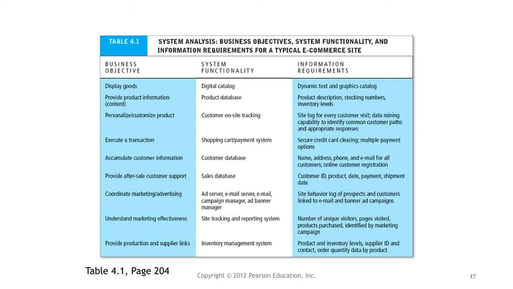So if you just want to display your goods, as many do, to act as a catalog of your displayed goods, the system functionality, all that's going to be digitized. How do you want it actually portrayed? Well, you want dynamic text, but you also may want graphics that can be viewed, zoom in, zoom out. I mean, all those different.